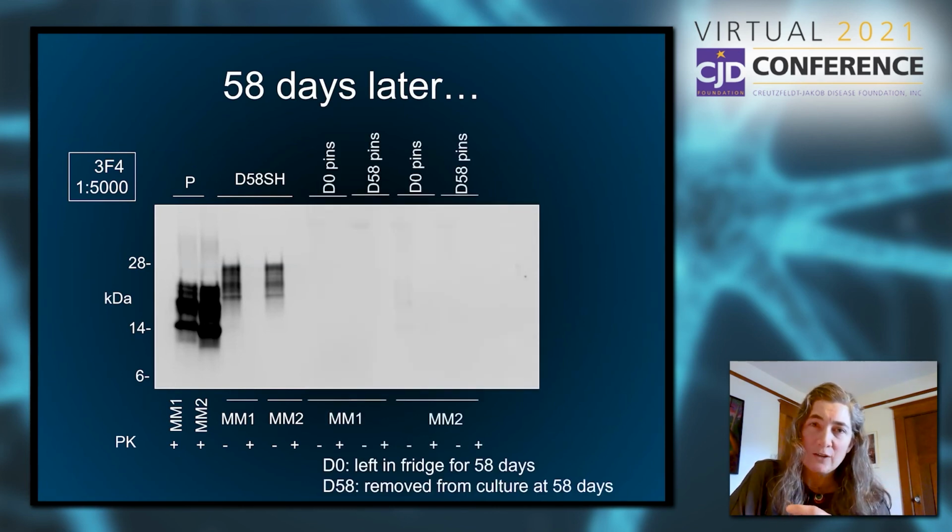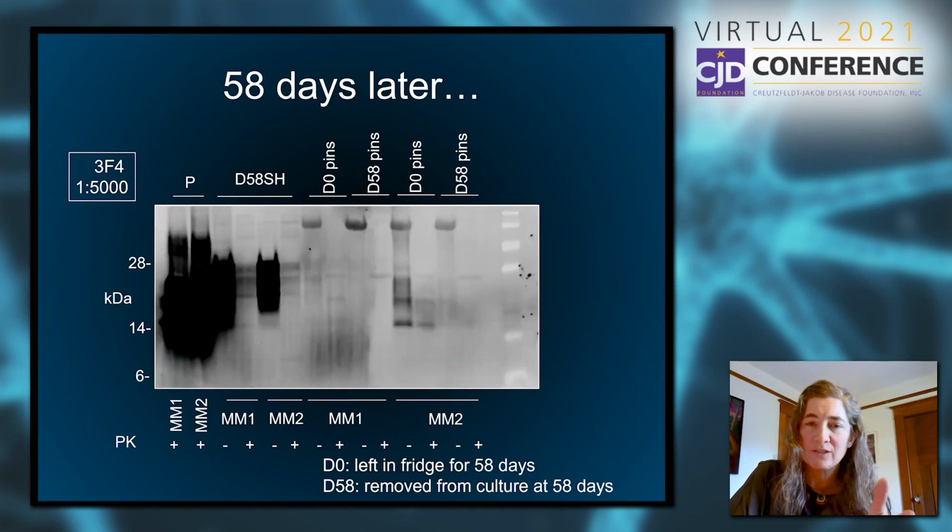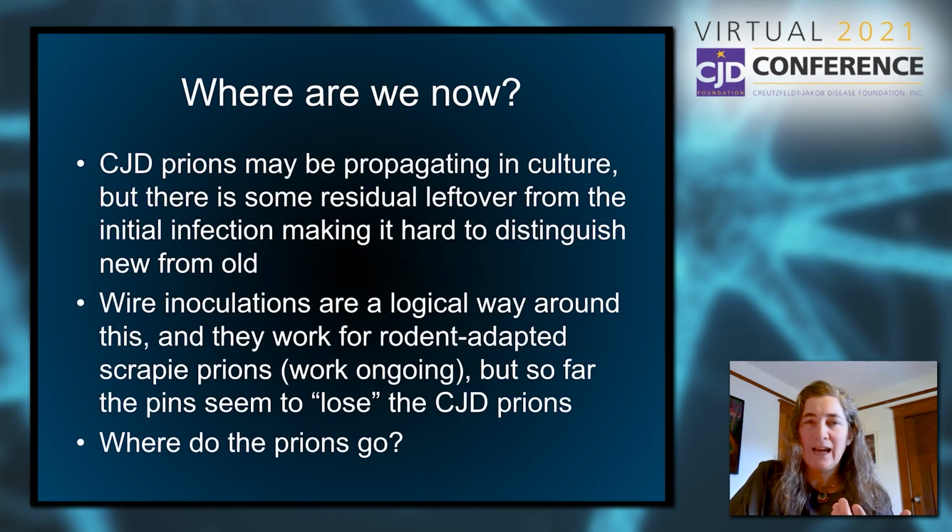When we went back and looked at the pins that we put into those slices, we couldn't find the prions on the pins anymore. In fact, we looked at a higher contrast, and if there's anything, it's really, really low level. So where are we now? It looks like CJD prions may be propagating in culture, but we've got that residual leftover from the initial infection, making it hard to distinguish new infection from old. So we want a more precise and hopefully more targeted way to infect them.